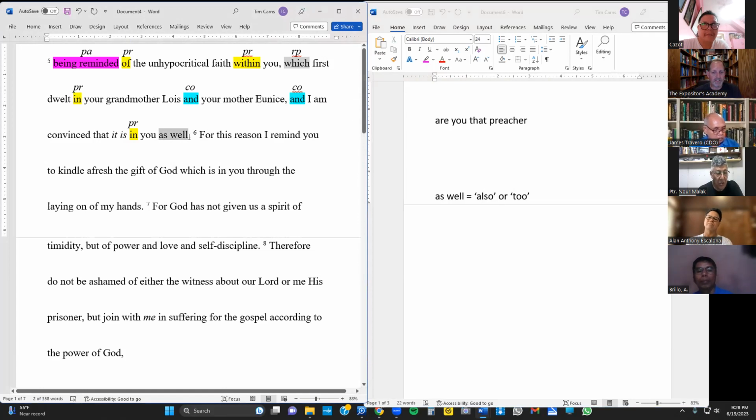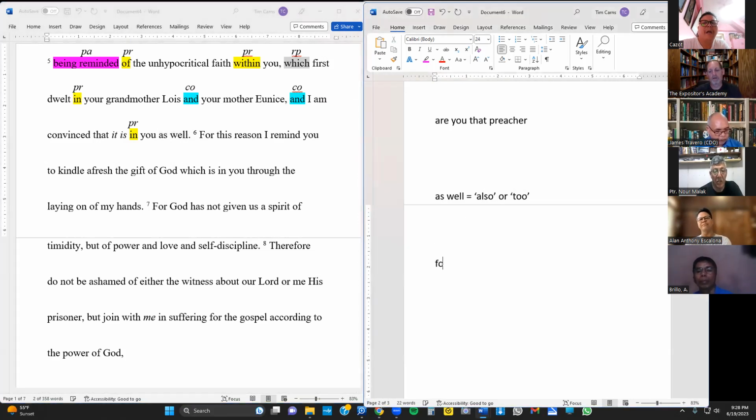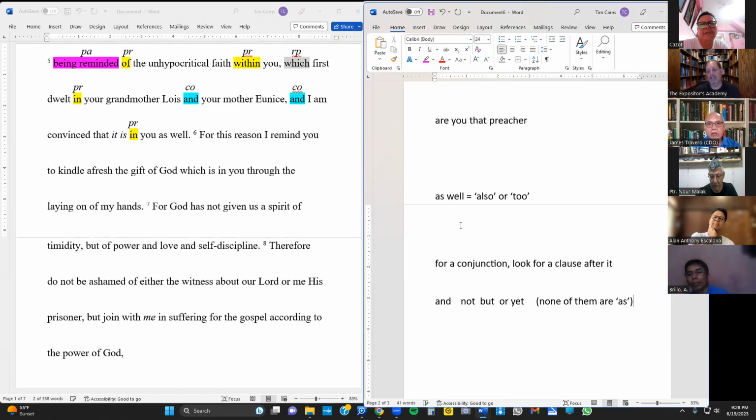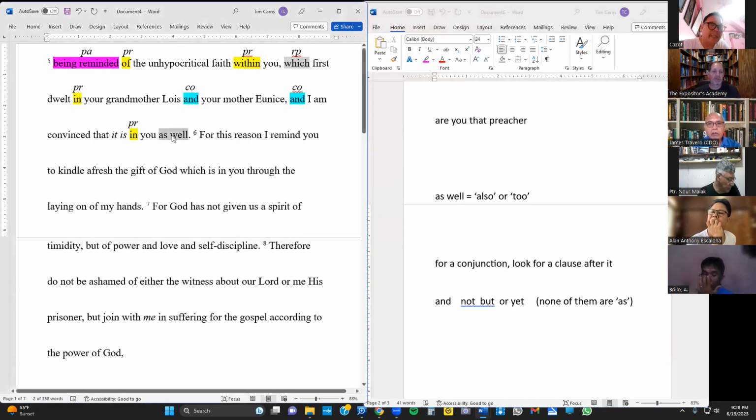So if you think it's a conjunction, remember, look for a clause after it. Now, that's if it's a subordinating conjunction. Remember, coordinating is and, nor, for, but, or, and yet. Now, notice none of these words are as, right? None of them are as. So if you see as, it would only be a subordinating conjunction. But to be that, it needs to be followed by a dependent clause.